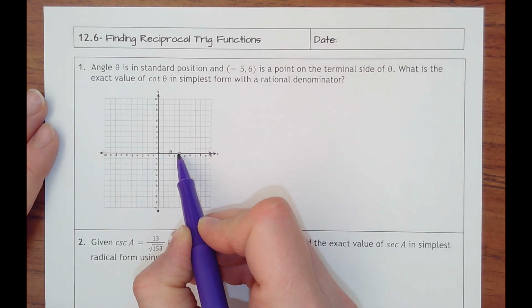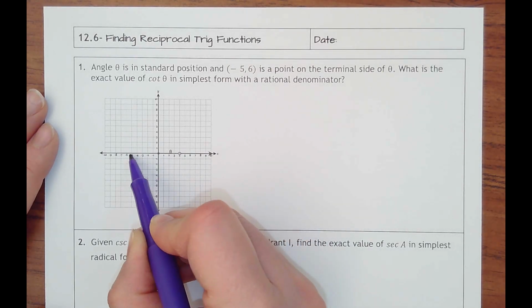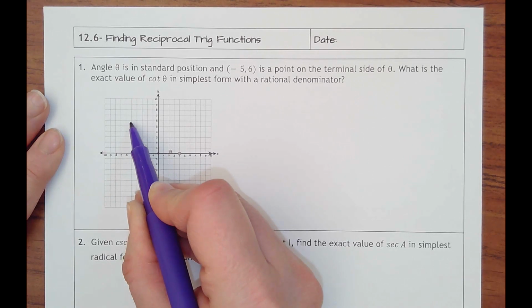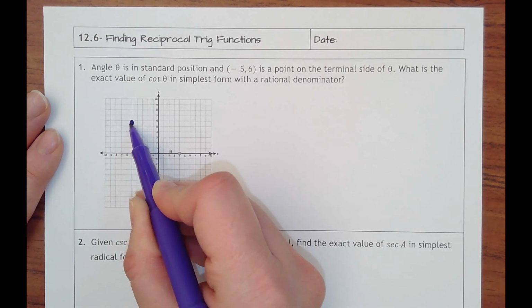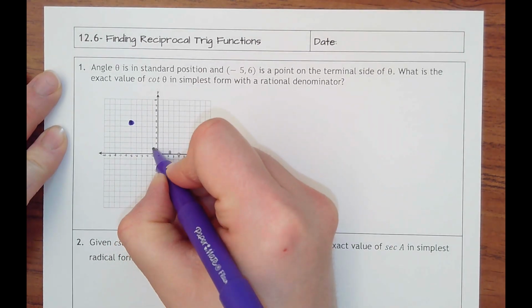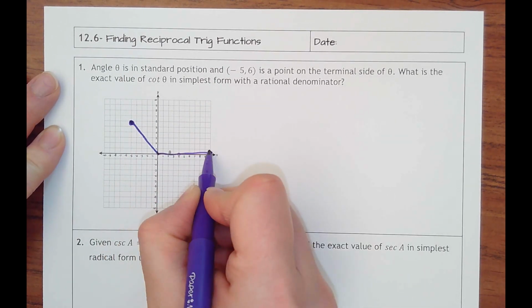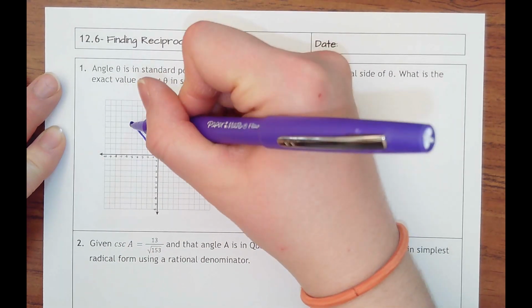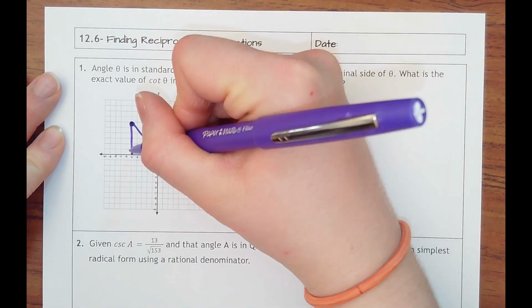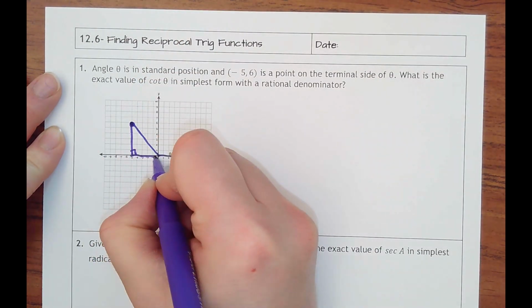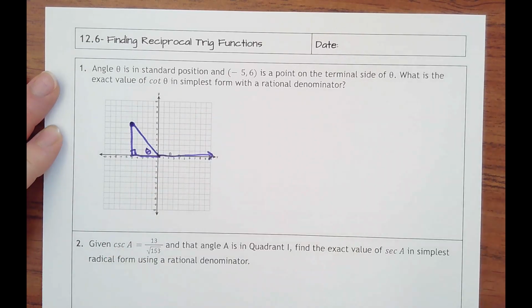So you're going to take this point and drag it to where (-5, 6) would be, which is right here. That's going to create this terminal side. So this is the angle in standard position. But remember, we want to drop down a leg here to make a right triangle, and we're going to use this as our reference triangle.